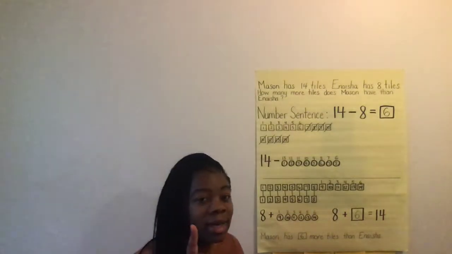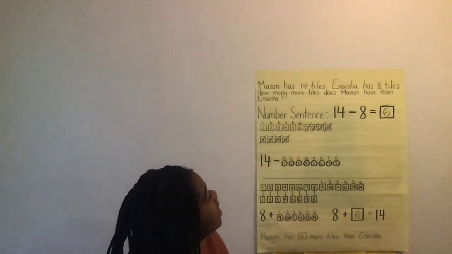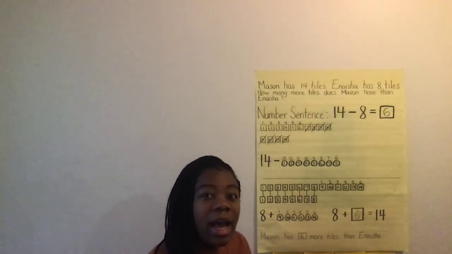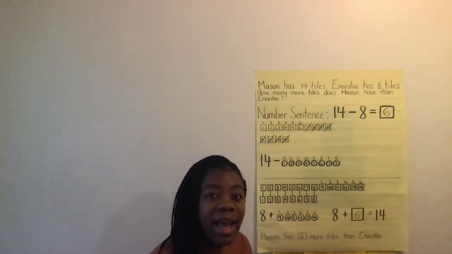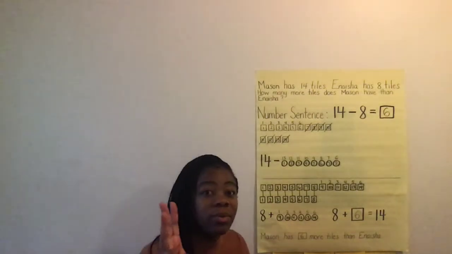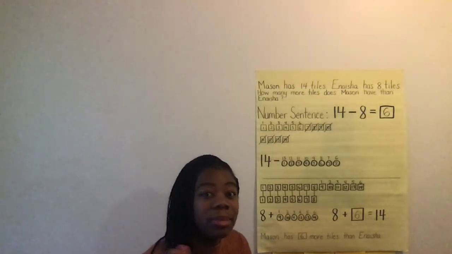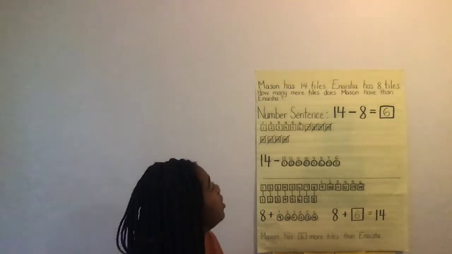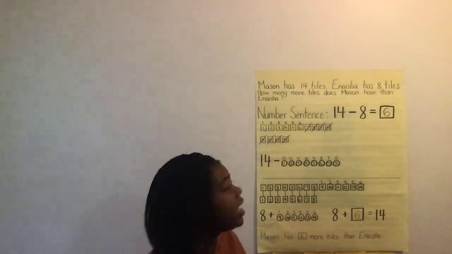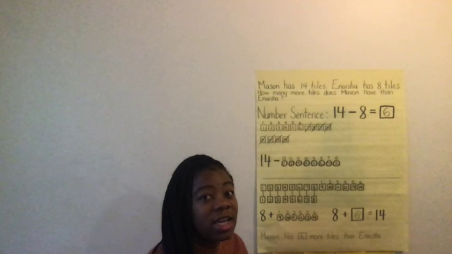I'm going to read it one more time. This time you can mark up your problem. Mason has 14 tiles. Enasia has 8 tiles. How many more tiles does Mason have than Enasia? Now, for the third read, you're going to be listening to write your number sentence to match your story problem. Mason has 14 tiles. Enasia has 8 tiles. How many more tiles does Mason have than Enasia?